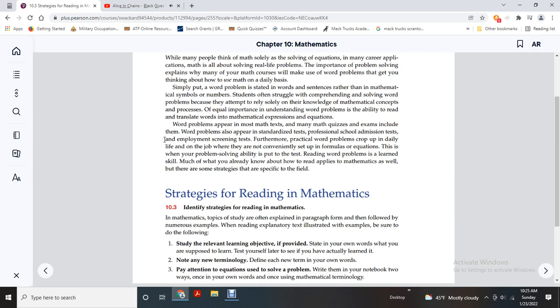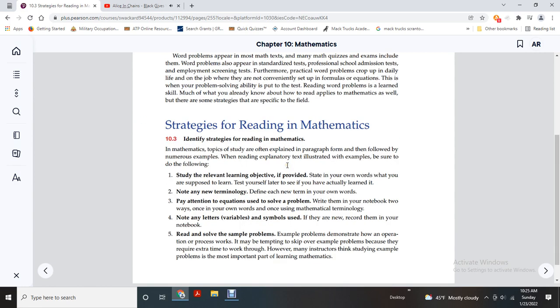Reading word problems is a learned skill, but much of what you already know about how to read applies to mathematics as well, though there are some strategies that are specific to the field. Strategies for reading mathematics. Identifying strategies for reading mathematics.